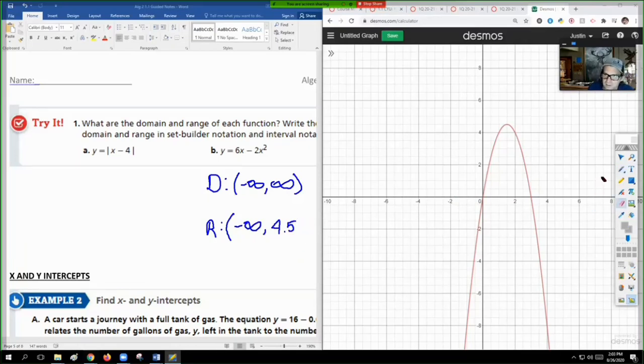All right, it does include that 4.5. God, that'd be tough to figure out without a graphing calculator. Try that again. I gotta use this pen here. Yeah, good enough. So it's that hard bracket there. Okay. So there's domain and range real quick.